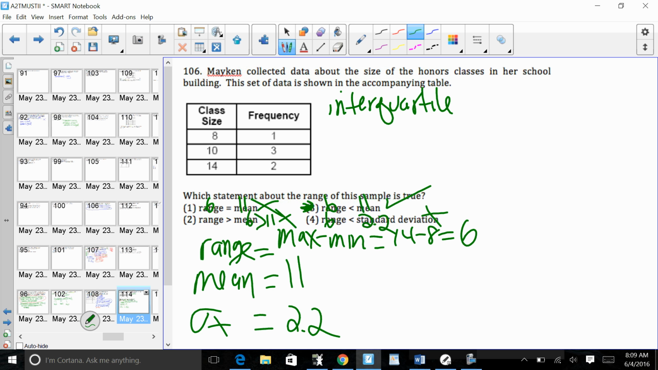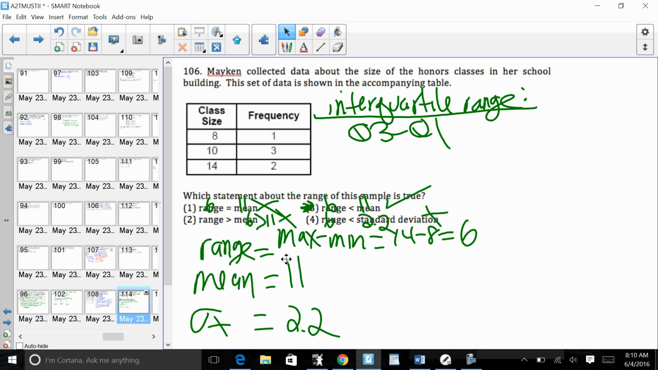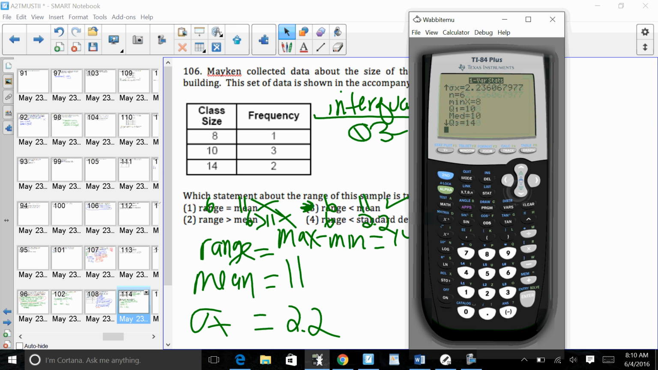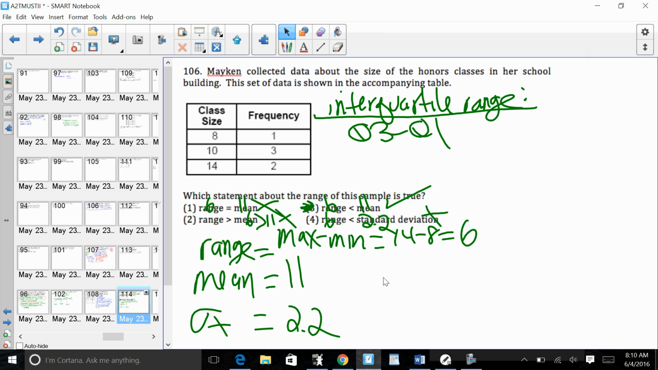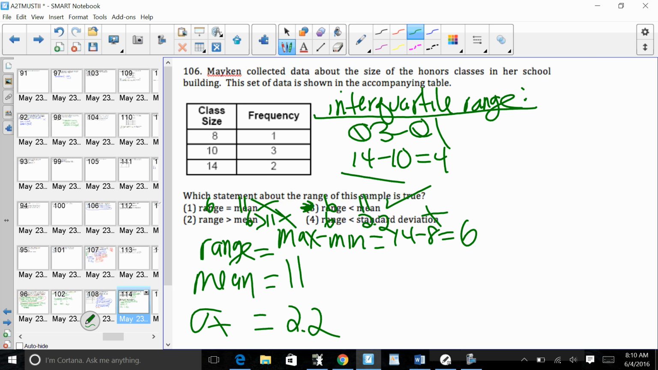As a little bonus, let's find our interquartile range. This is probably what they ask the most. Mean, standard deviation, interquartile range. If I'm finding an interquartile range, I'm doing Q3 minus Q1. So for this particular problem, my Q3 is 14. My Q1 is 10. So 14 minus 10 is 4. My interquartile range would be 4.